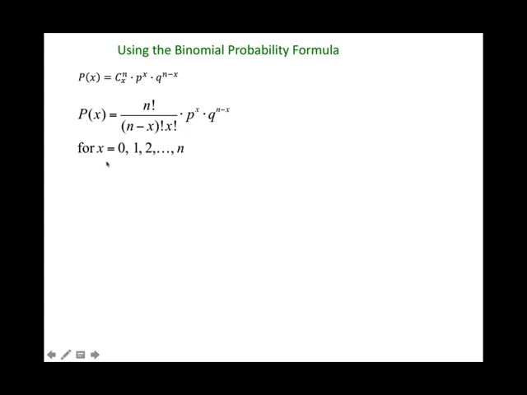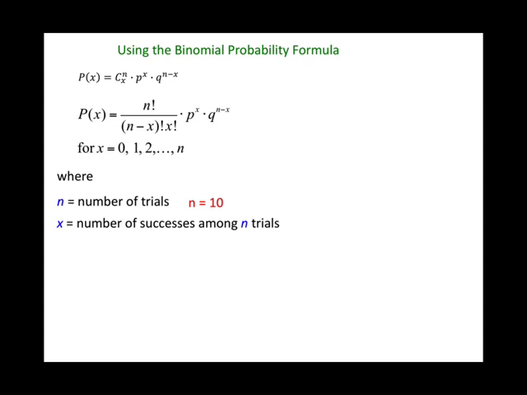Let's look at the notation. First, n. n represents the number of trials. For our example, we have 10 coupons, so n equals 10. x represents the number of successes among n trials. We are looking for the probability that 3 of them win a free burger, so x is going to be equal to 3. And keep in mind, your x is always between 0 and n. Think about it: if you only have 10 coupons, you won't be able to get 11 free burgers, right? So x is always between 0 and n.